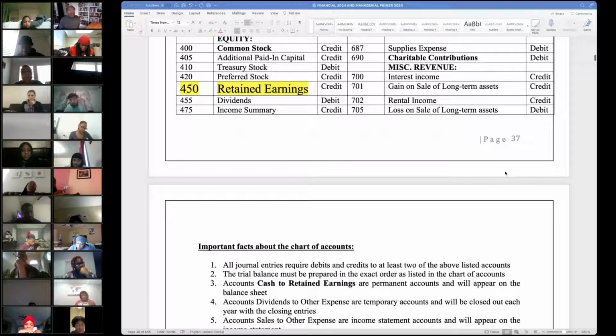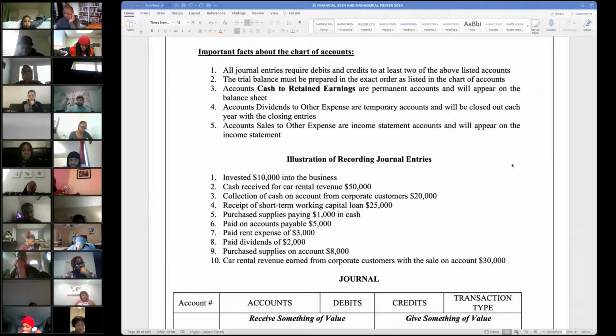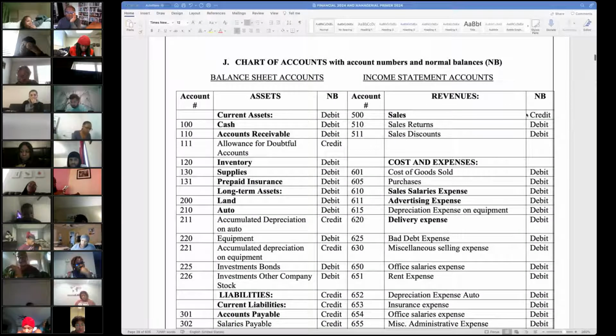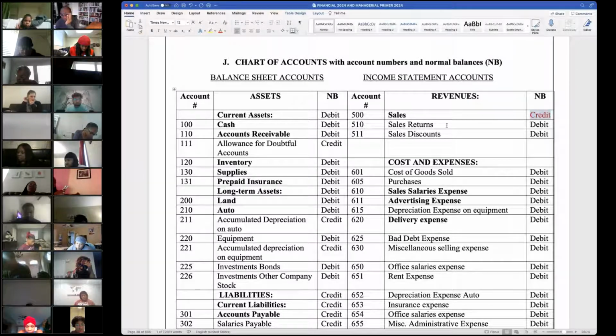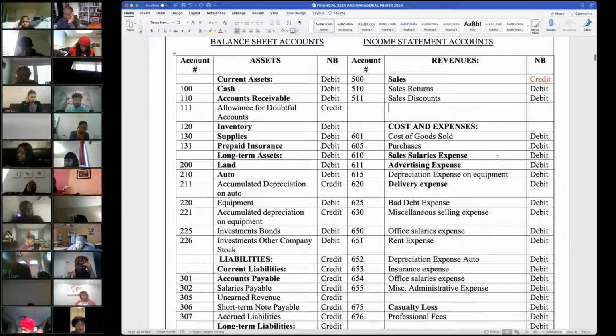So those are like keywords, right? Like sales, we automatically know that's debit. No, we said, sales is a what? Expense? No. Your revenue comes in, that's a credit. That's a good thing. Notice the expenses are debits.